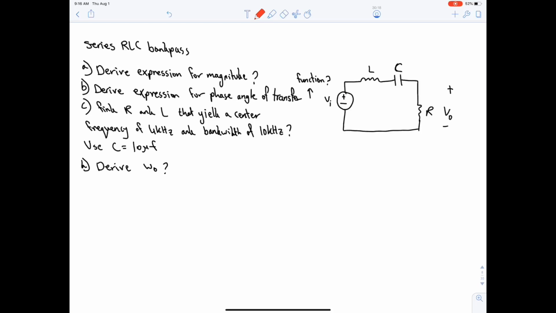Next, we have a series RLC band pass circuit, and we need to derive an expression for the magnitude.